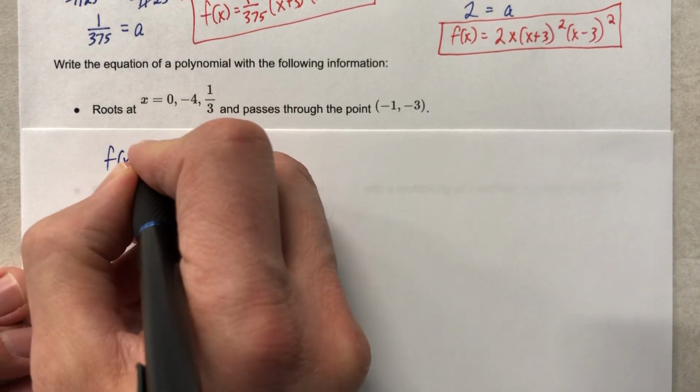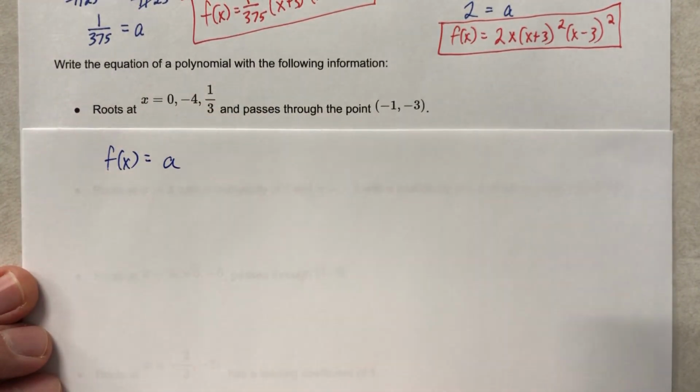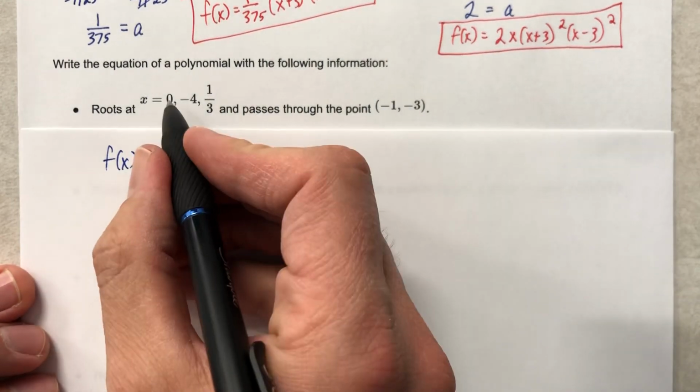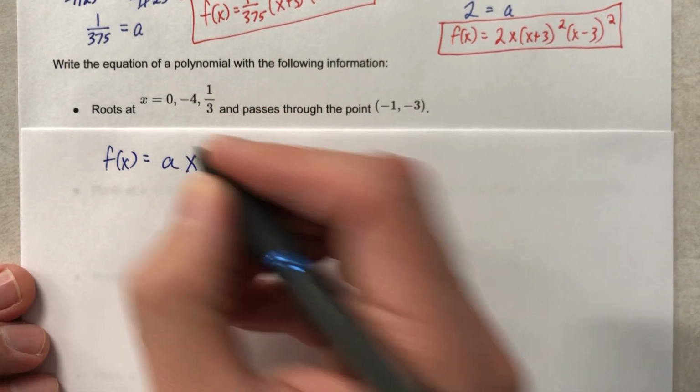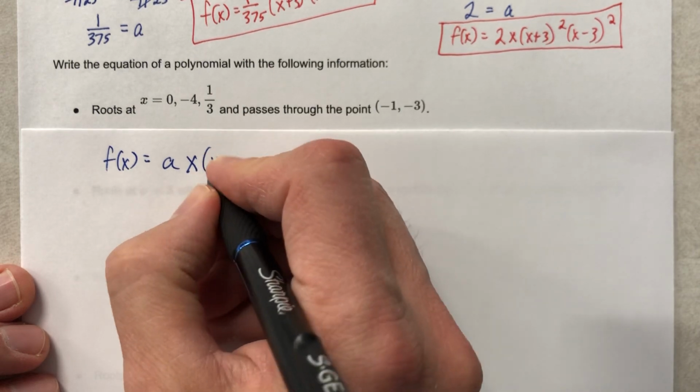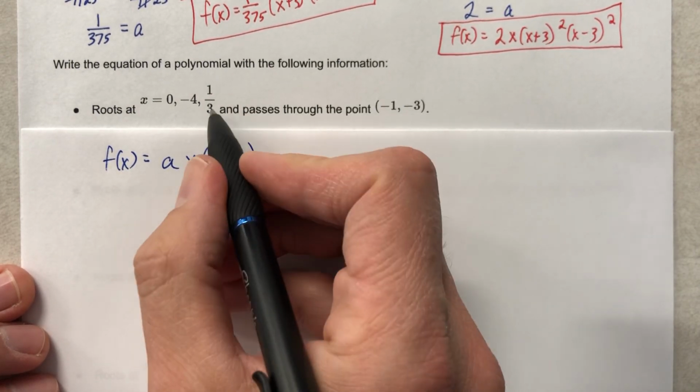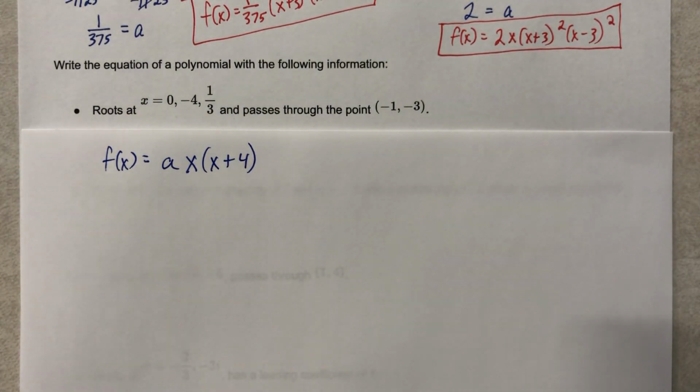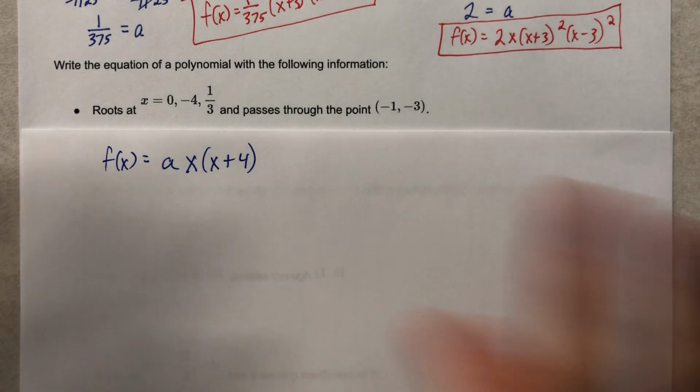So f of x equals, let's see, I have no idea what the leading coefficient is. I know I have a root of 0. I know I have a 4. And I have 1/3. Whoa, whoa, whoa.